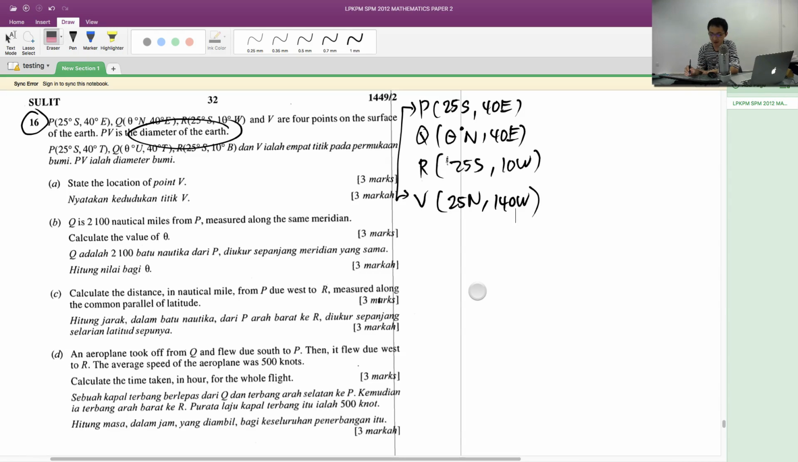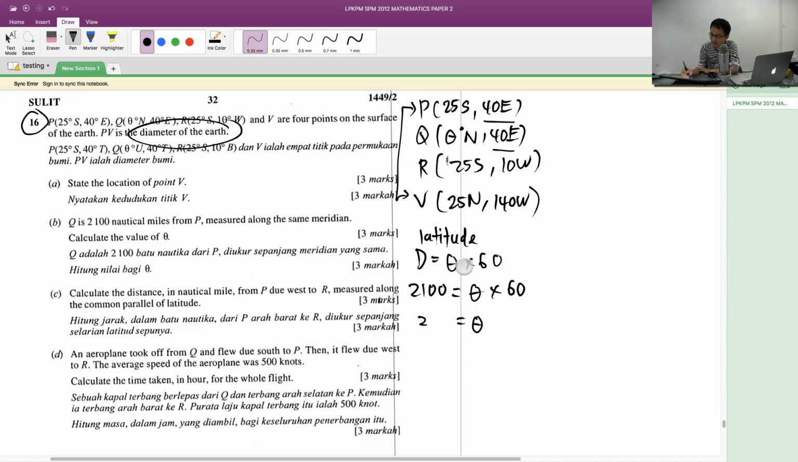Along the same meridian, calculate the values of delta. Now we have a look at PQ. Since you find out P and Q have the same longitude, I know actually they are moving along the latitude. This is the distance formula for latitude. It's just angle multiplied by 60. So we have the distance is 2100. Angle we do not know, multiply 60. So angle is just equal to 2.